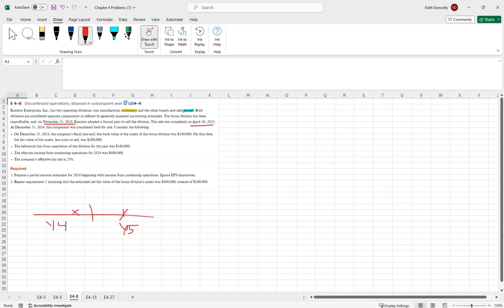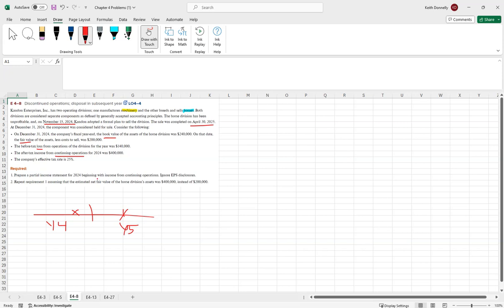And then they give us some additional facts. They say at the end of 2024, it was still held for sale. And then they say, consider the following. At the end of the year, it has a book value of $240 and a fair value minus cost to sell of $200. The before tax loss of the horse division was $140. The after-tax income from continuing ops was $400, and the company's effective tax rate is 25%. All right, a lot of information here.